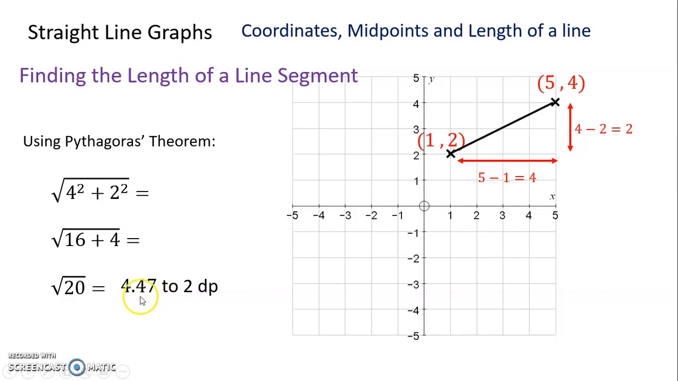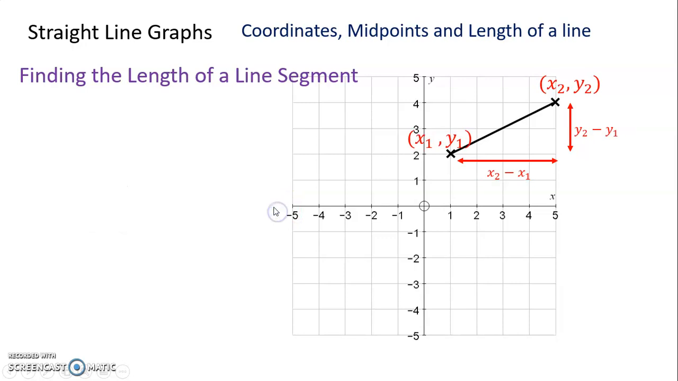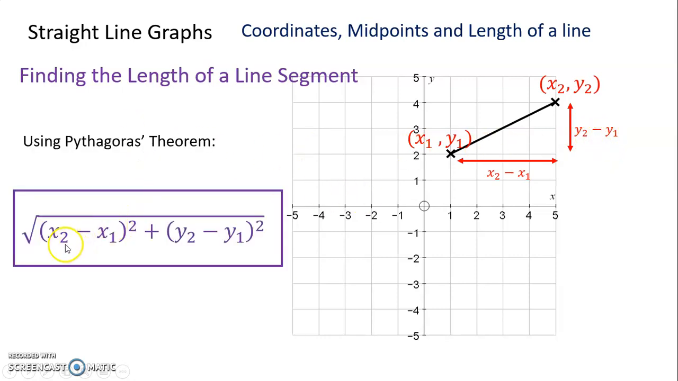So just like I did with the midpoint, I'm going to take this example now and I'm going to generalise it. So what I've done is I've called the coordinate up here (x2, y2) and the coordinate down here (x1, y1), and I found the length of this line is the difference between the 2 x coordinates, and the length of this line is the difference between the 2 y coordinates. And now I can use Pythagoras. So I'm going to square x2 minus x1 and square y2 minus y1, add them together and then square root.